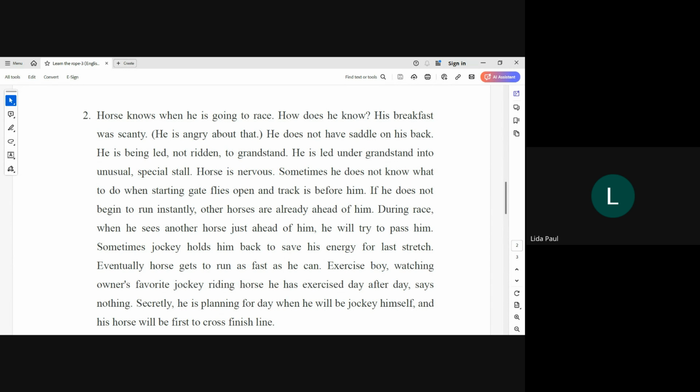We are using "the" now with all of these because they are all associated with that specific horse. It's not any random horse we are talking about, so everything now that is associated with it is specific. The exercise boy watching.